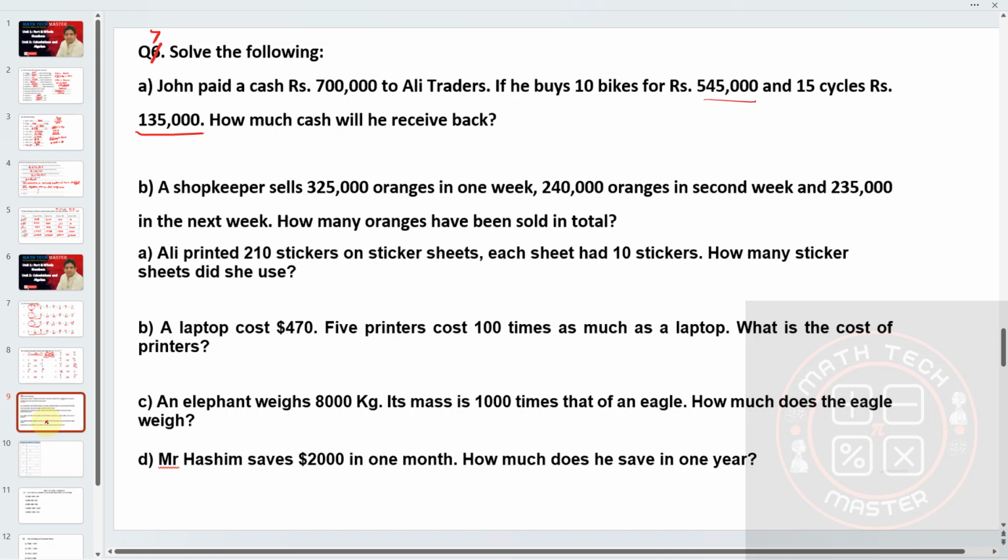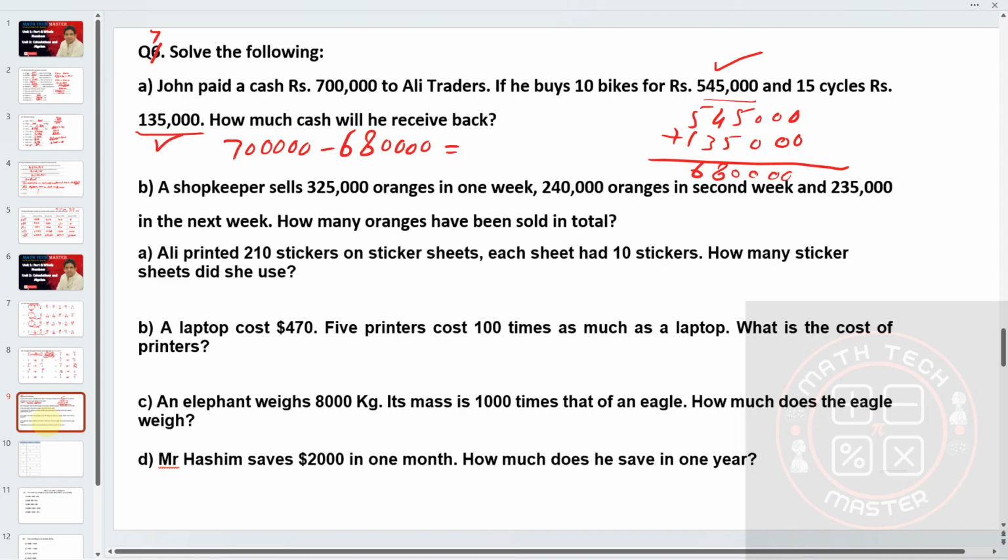Okay, so we can easily find out that he has bought the objects by paying 545,000 and 135,000. We will simply add these numbers and it will be 680,000. So we will simply subtract 700,000 minus 680,000. So it is very simple. We have got 20,000 rupees. Don't forget to write the unit with the answers.